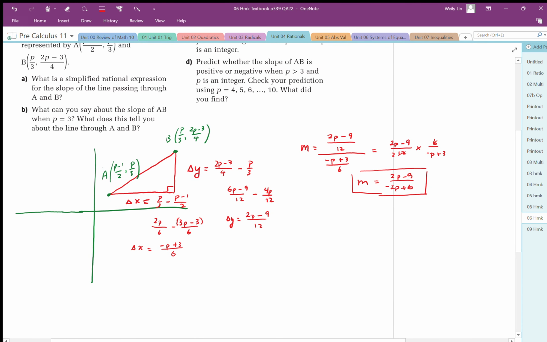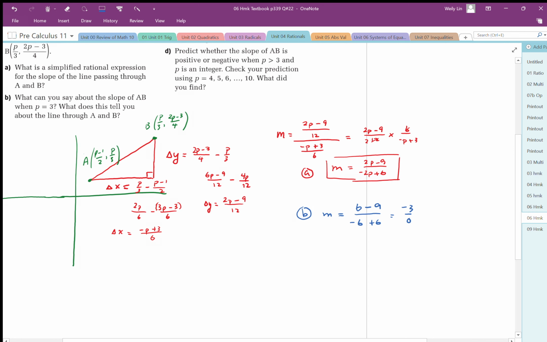Part B says, what can you say about the slope of A to B when p is equal to 3? When I substitute p equal to 3 into the slope, I'm going to end up with 2 times 3 minus 9, and I get negative 2 times 3, which is negative 6, plus 6. So I end up with negative 3 over 0, so this is an undefined slope. This is undefined or vertical slope.